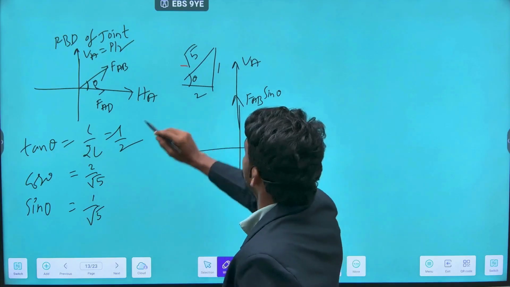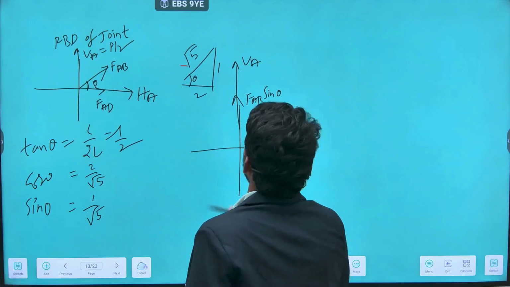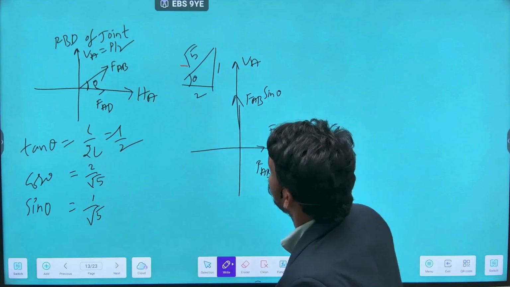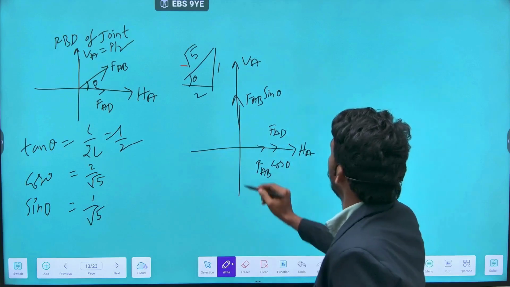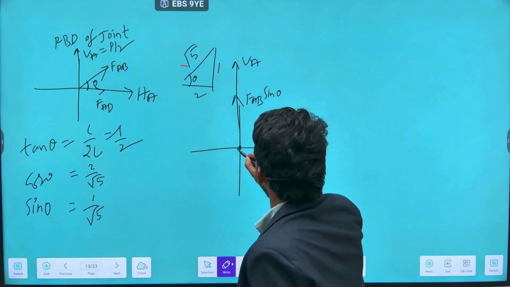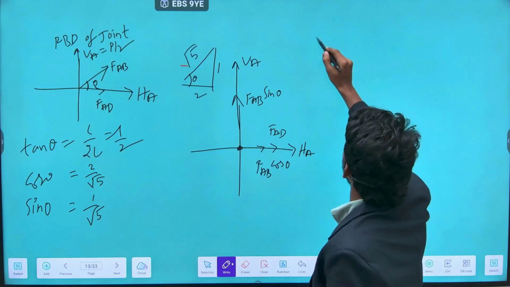So this resolution is over, and again we have FAD here. Anything else? VA, FAB sin theta. So all the things are represented. A free body diagram for joint A is done. Now let us apply equilibrium equations and calculate the member forces.